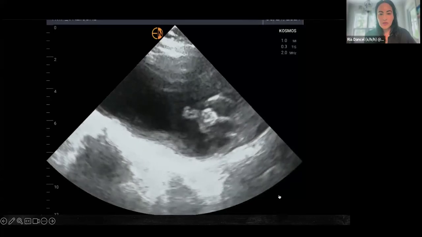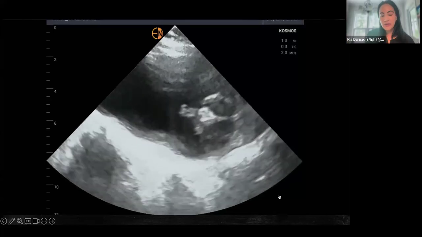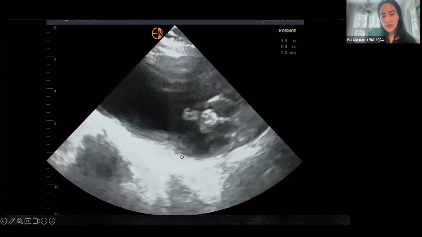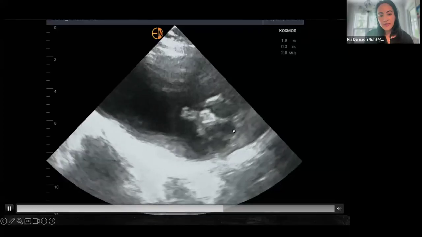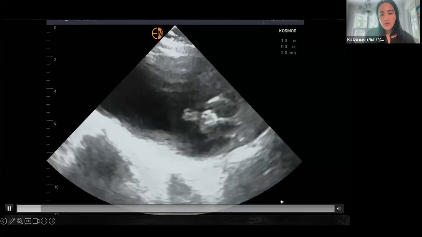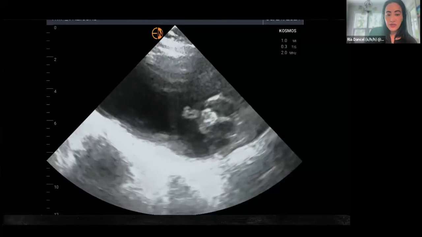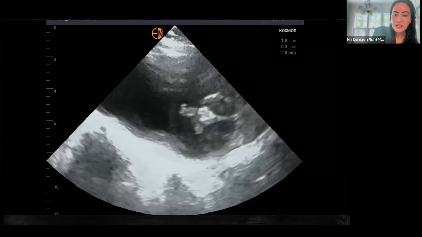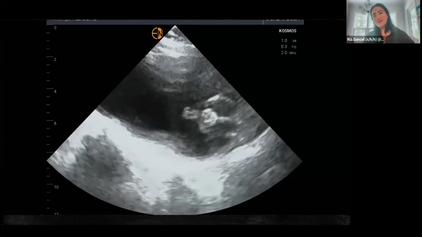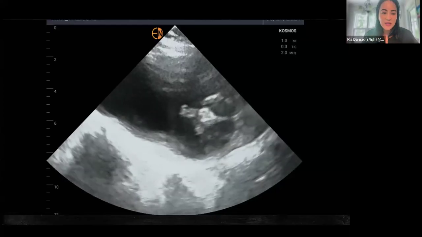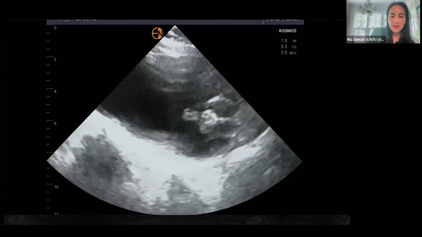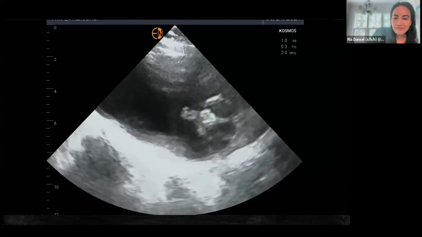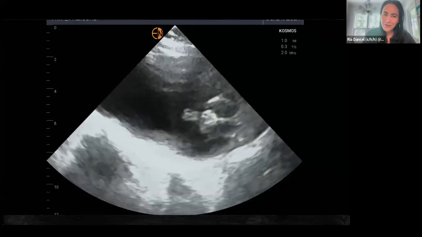And here's your sagittal view. So you've got the Foley balloon and the end of the Foley really well placed within the bladder, which just isn't decompressing. So we had the nurse flush the catheter, and it's super satisfying to watch all of that urine drain out after you flush the catheter. And that's what happened.